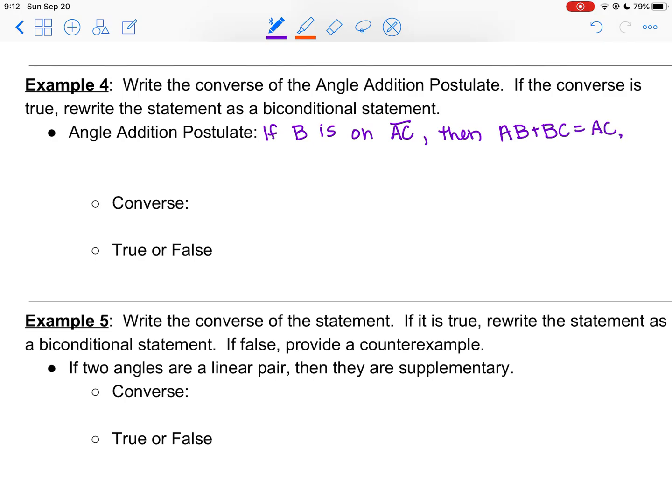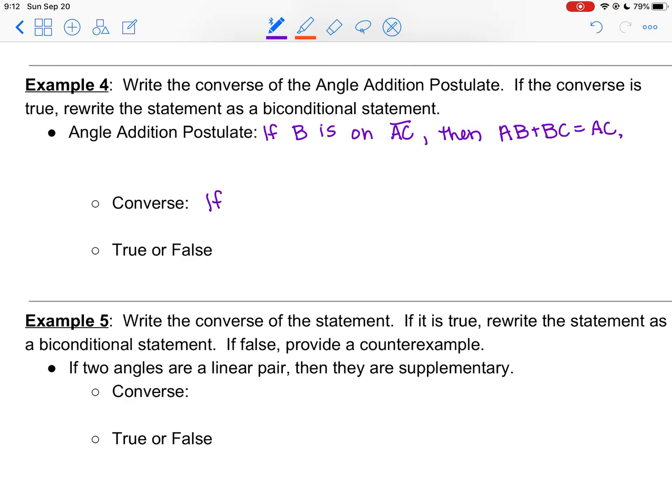So that was where it said if you have a segment, you can add up two smaller parts to get to that whole segment. So when you find the sum of the two parts, it's going to give you the length of the whole line. So there is our angle addition postulate. We are going to write the converse.